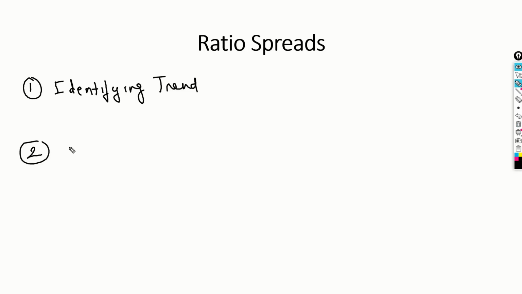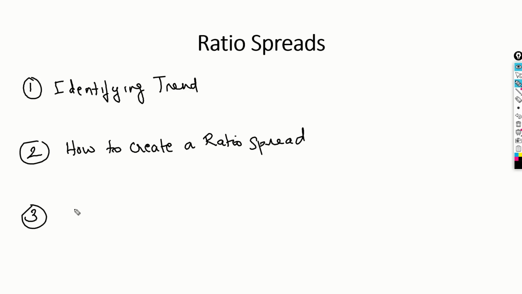Welcome to this video, which is the part 2 of the ratio spreads. In the part 1 of this video, we had discussed about identifying trend, how to create a ratio spread, and other essentials of ratio spreads. So these essentials included some key points that we have to remember while creating a ratio, and which is better, doing a near expiry ratio or far expiry ratio.